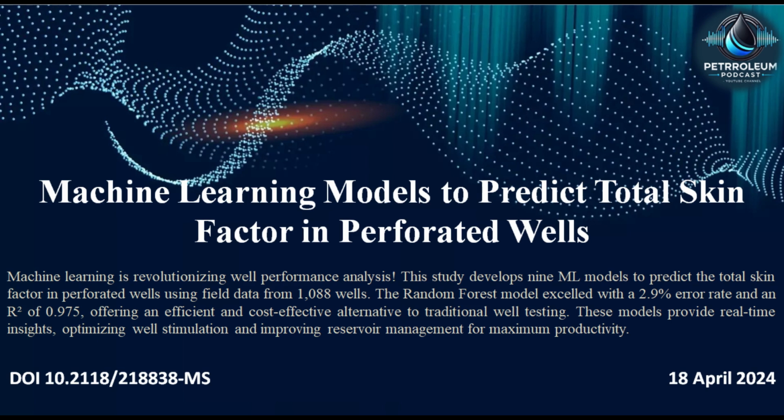This is all very impressive in theory, but I want to get down to brass tacks. Like, how do these models actually perform in the real world outside the controlled environment of research? Well, they put their best model, the random forest model, to the test on a specific well, which they called Well X. The model predicted a skin factor of 2.7 for this well. All right, drum roll, please. What was the actual skin factor?